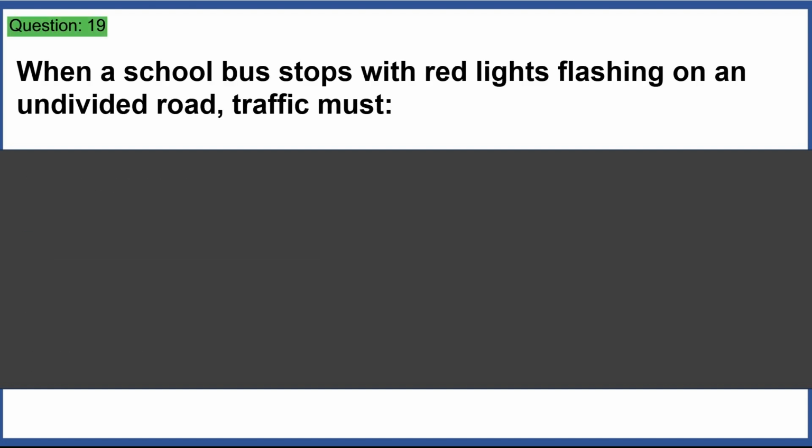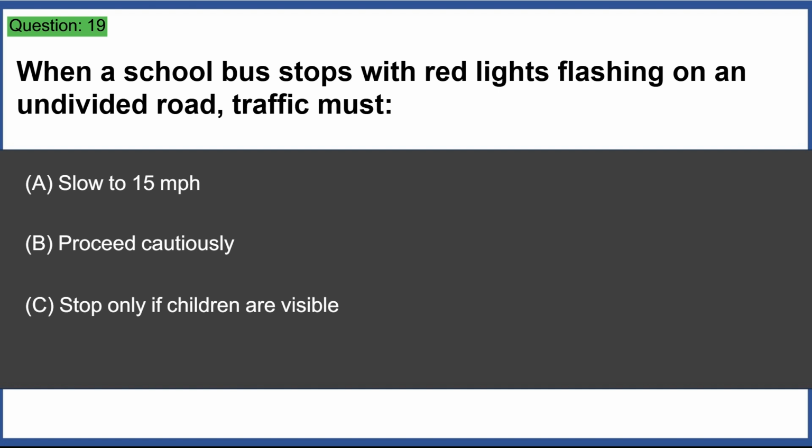When a school bus stops with red lights flashing on an undivided road, traffic must: A. Slow to 15 miles per hour. B. Proceed cautiously. C. Stop only if children are visible. D. Stop in both directions. Answer D. Stop in both directions.